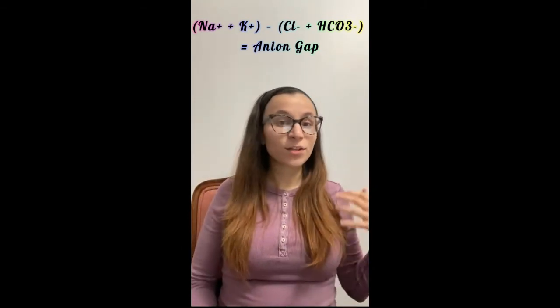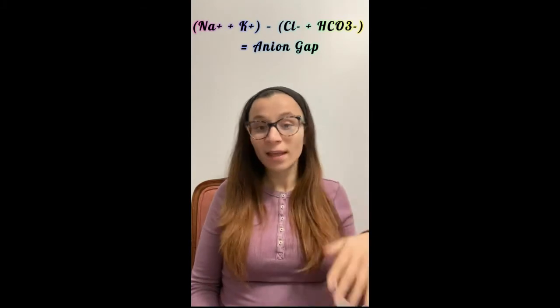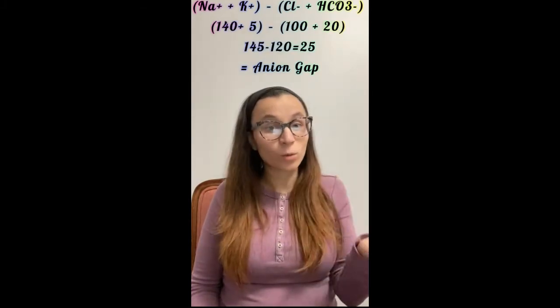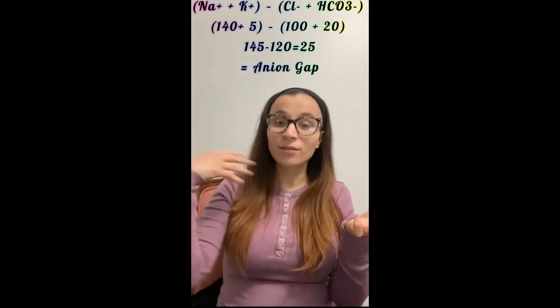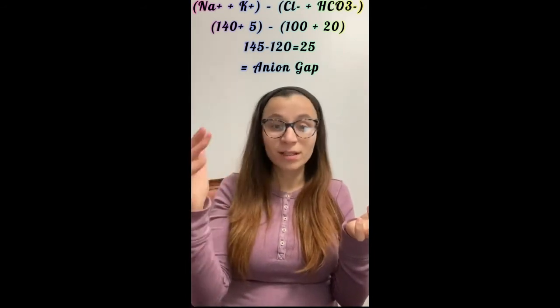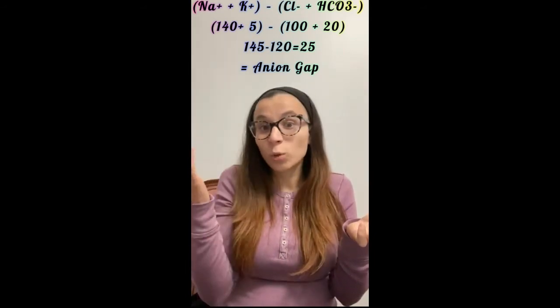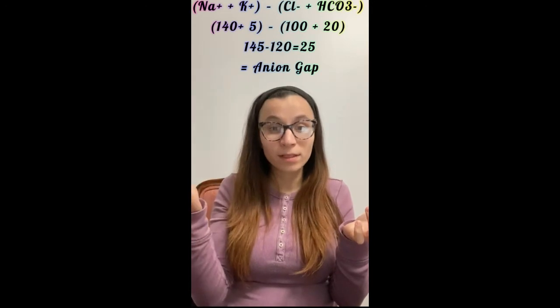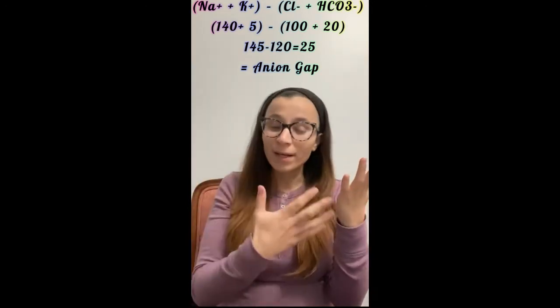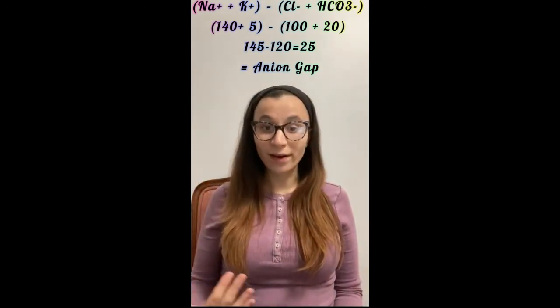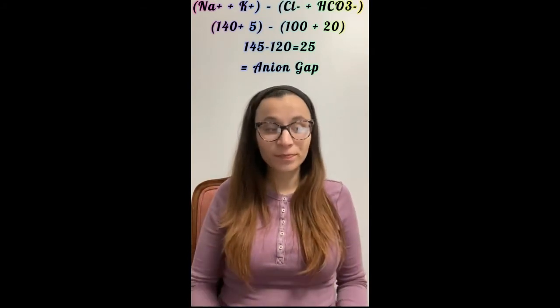So, for instance, if sodium is 140 and potassium is 5, that's 145. And if chloride is 100 and bicarb is 20, that's 120. So you have 145 minus 120, and that equals 25, which is above the range.